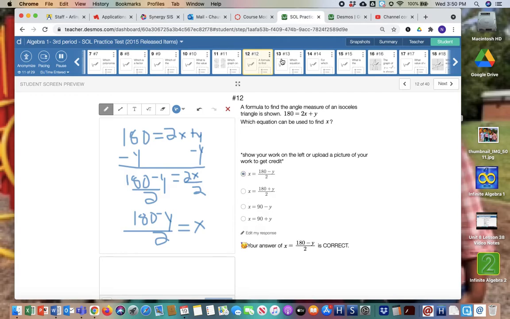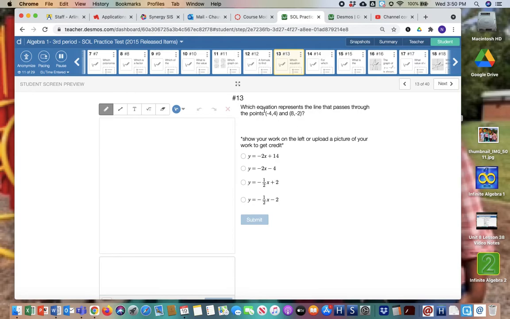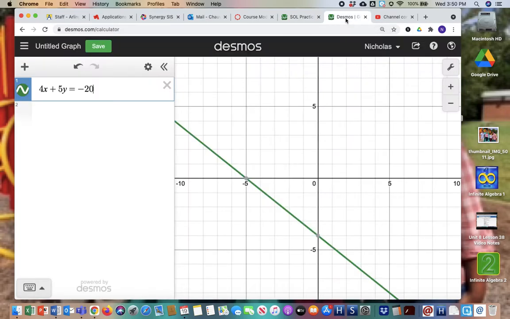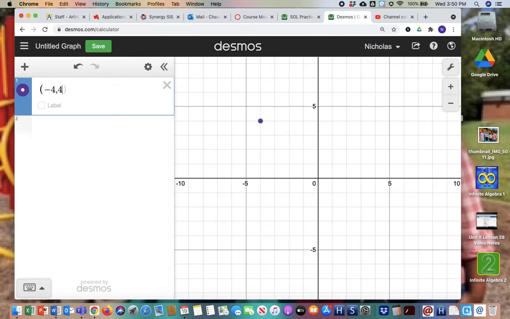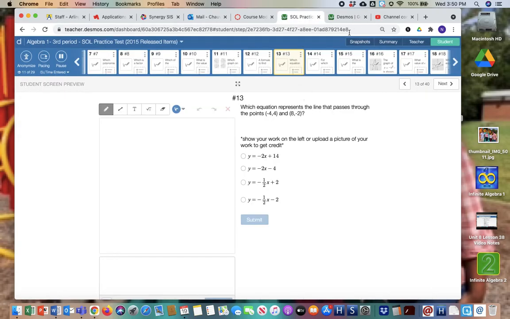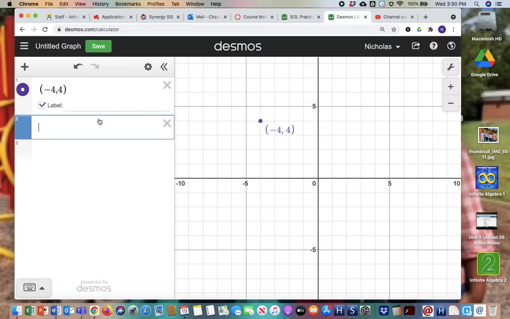Here it says, which equation represents the line that passes through these points? So here's how I would do that. I would go into Desmos. I see the point negative 4, 4. So I'm going to type that, negative 4, comma 4. Boom. And let's label it. And then let's do 8, negative 2.